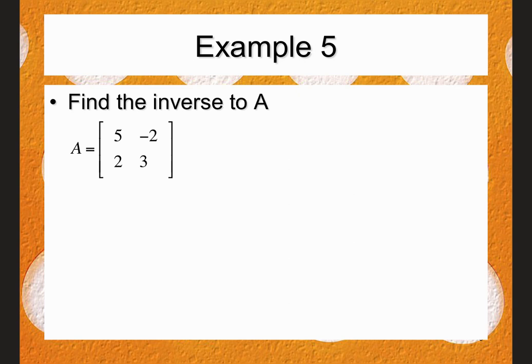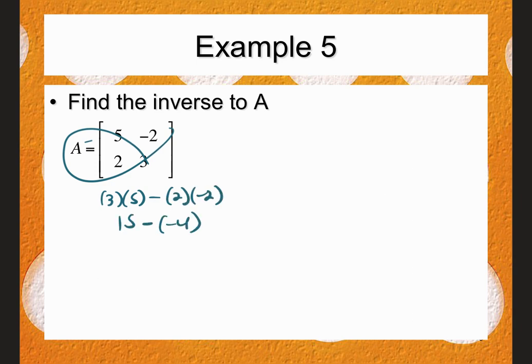All right, so now go to example 5. Find the inverse. So first thing we're going to do, find the determinant. We do my little Jesus fish. So 3 times 5 minus 2 times -2. 15 minus a -4 becomes 15 plus 4, or 19.